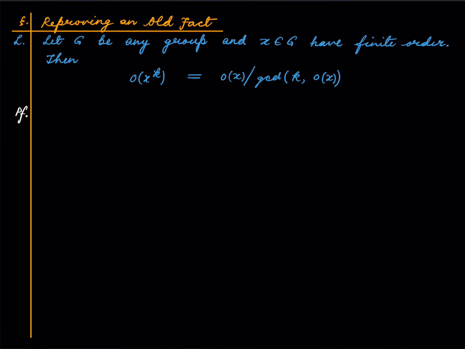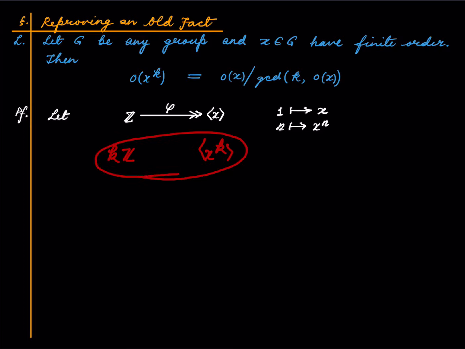Let us also prove something we have already seen via a straightforward simple argument, but now we will take the route of isomorphism theorems. So we have some group, and x in the group has finite order. We want to prove this equation, that the order of x to the k is this ratio. All right, so let phi be this map. Phi of 1 going to x, and in general n going to x to the power n. So we have a surjective group homomorphism onto the subgroup generated by x. All right, and we see that the image of kZ is the subgroup generated by x to the k. So this is our clue as to what to do next.